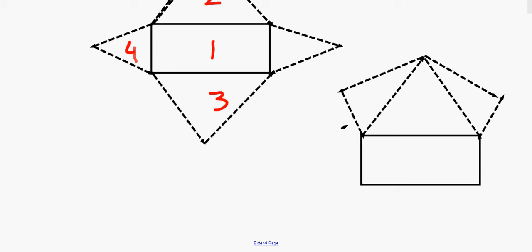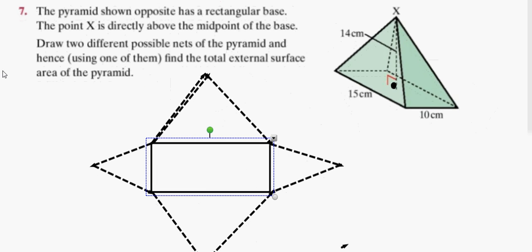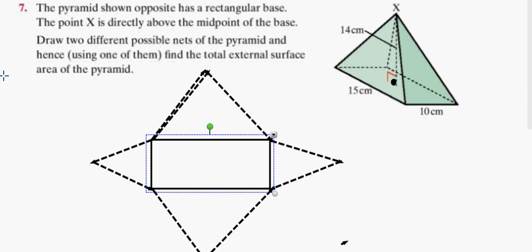Now I'm going to go back into my first net, which is my preferred one, and we're going to try and figure out its size. The rectangle: 15 by 10, which is 150. Okay. Now let's go for triangle A.